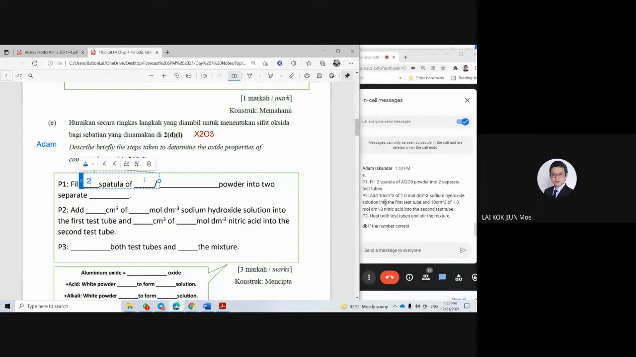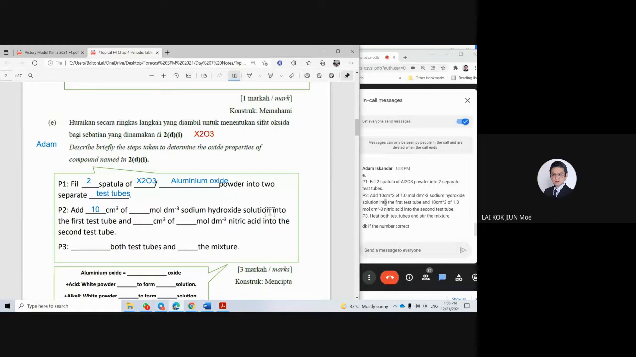Of what? Of the aluminium, or you can say X2O3, it is okay. You follow the question, or you prefer aluminium oxide, no problem. Into 2 separate test tubes. Yes. This is a small test only, so we use small test tubes, enough. So we add how many cm cube? 10 cm cube. And then we use what? 1 molarity.